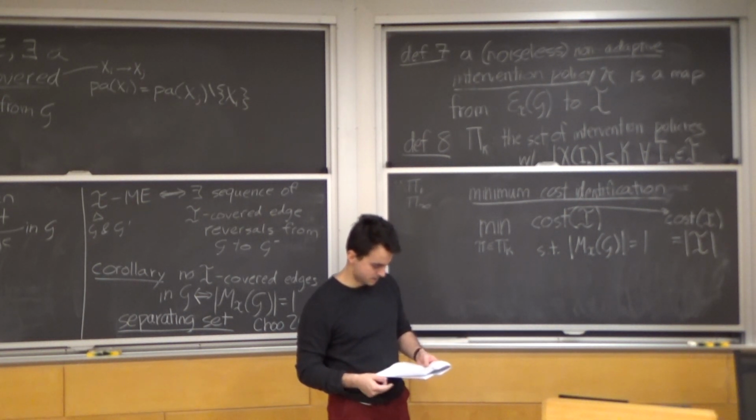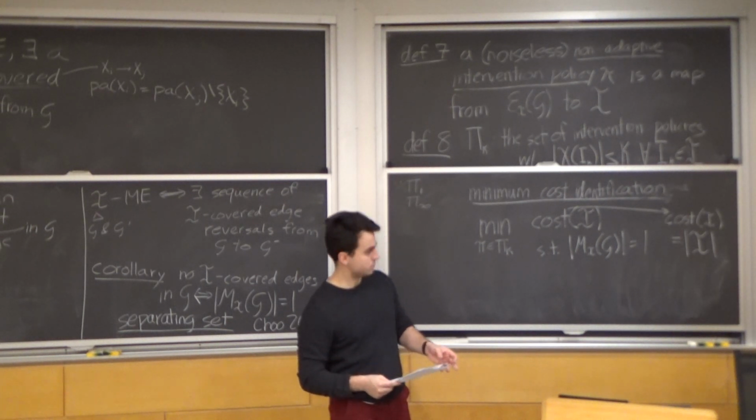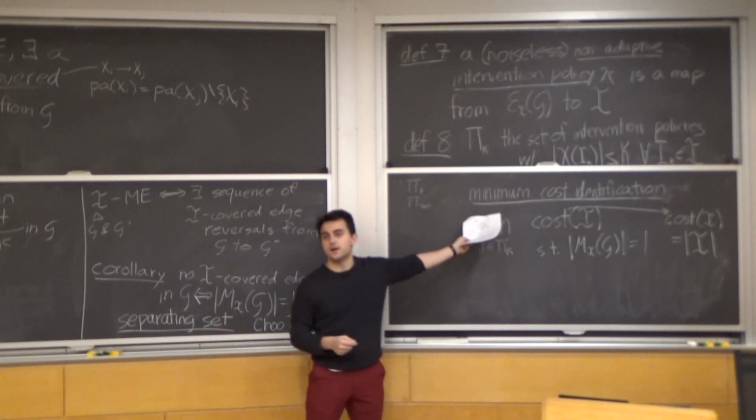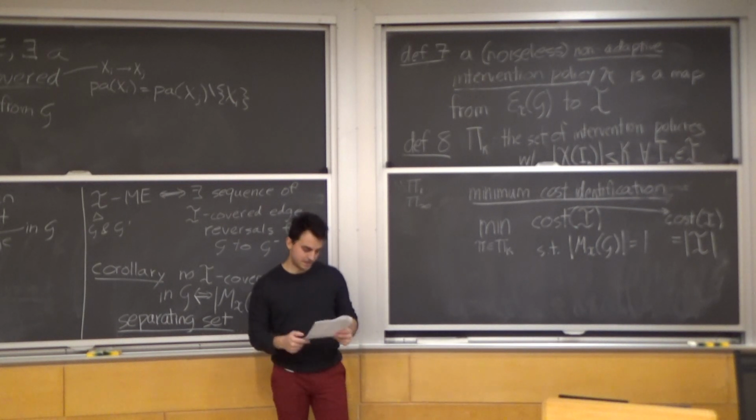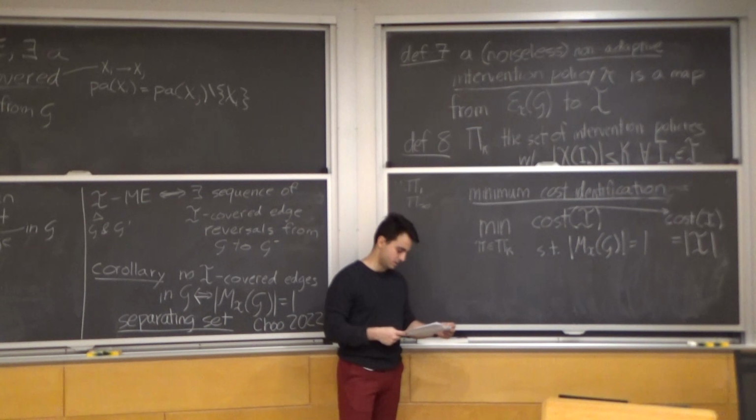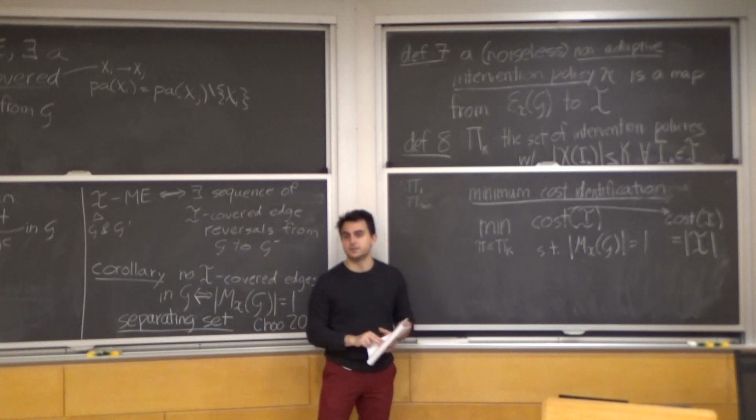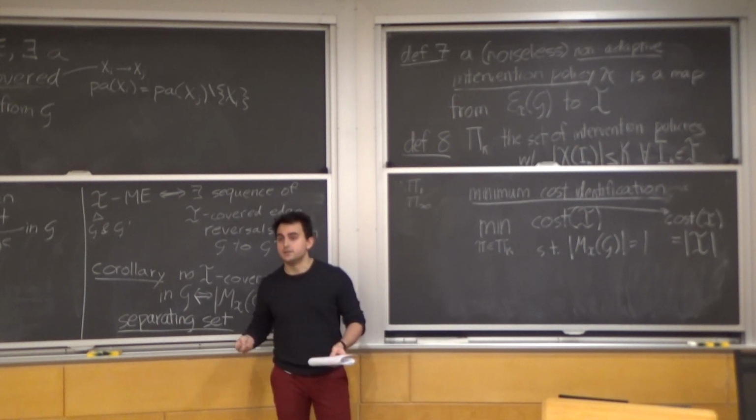And the result for this minimum cost identification problem in the case of a complete graph is going to be, finally getting to this log p result.